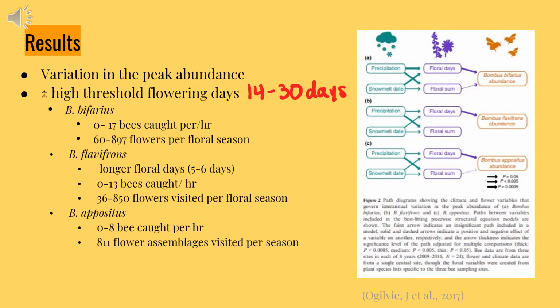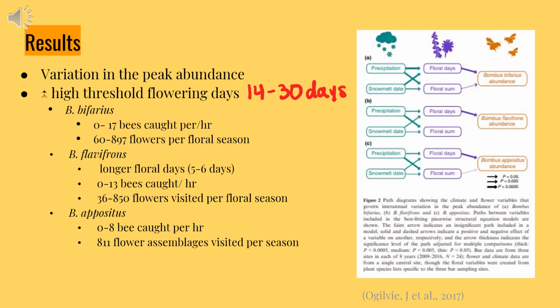B. bifarius saw the highest peak abundance with 0 to 17 bees caught per hour and 60 to 897 flowers visited per floral season. B. flavifrons had longer floral days, about 5 to 6 days longer than the other 2 species, and 0 to 13 bees were caught per hour and 36 to 850 flowers visited per floral season. B. oppositus had only 0 to 8 bees caught per hour and 811 flower assemblages visited per season.